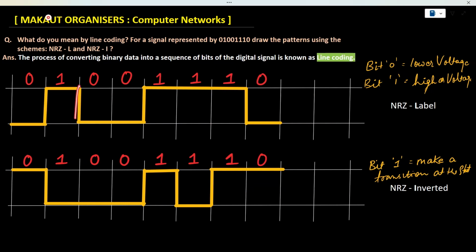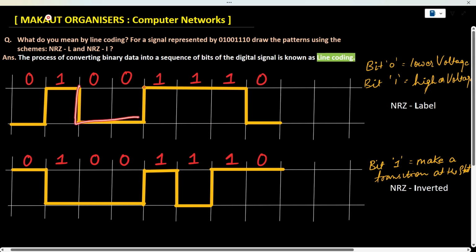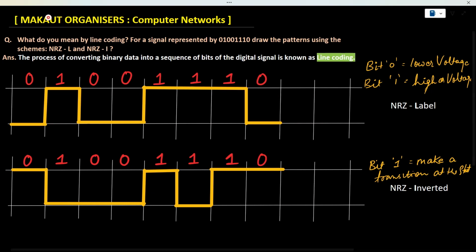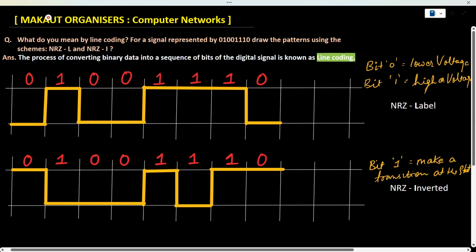Again, two zeros, lower voltage. Again, it is one, it is drawn at higher voltage. And again, it is zero, we draw a line at lower voltage. In many papers or in many videos, you will see that they have just reversed the thing. Like for zero, they have drawn a line at higher voltage, and for one, they have drawn a line at zero voltage. But that is incorrect.